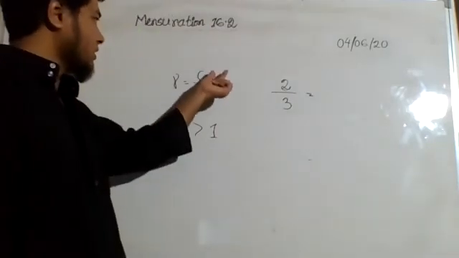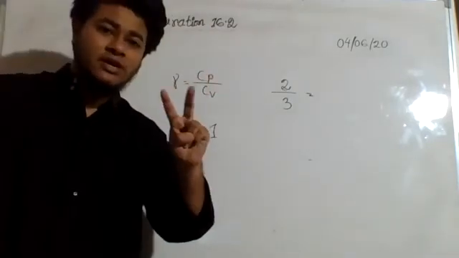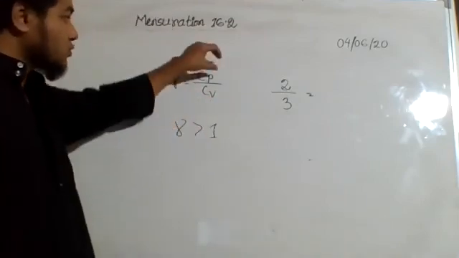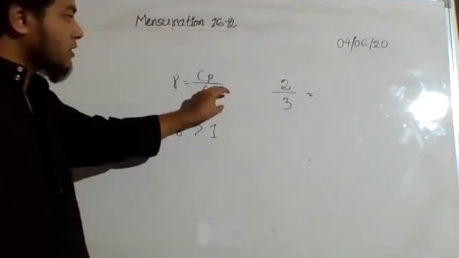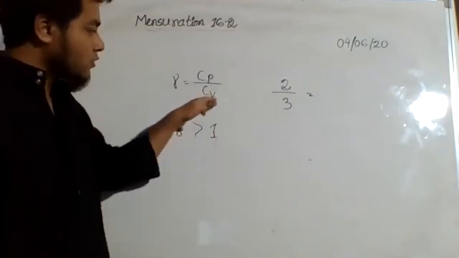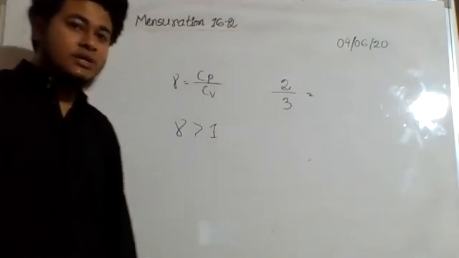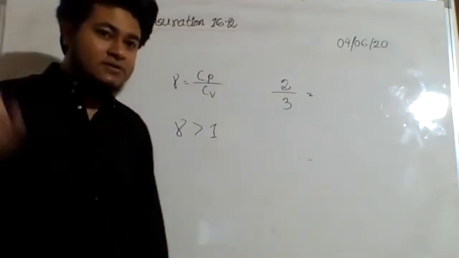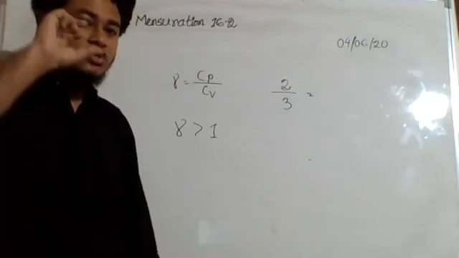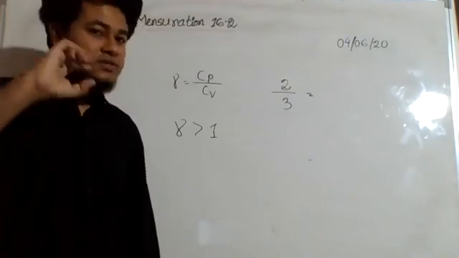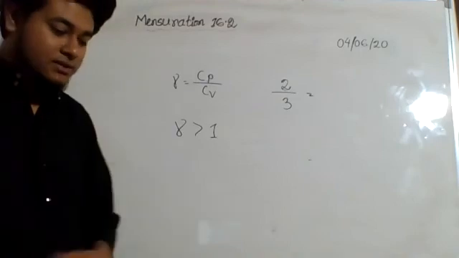Because this is the ratio of two similar quantities, right? This is also joule per mole per Kelvin. This is also joule per mole per Kelvin. So all units will cancel each other. It is just like efficiency. Efficiency is the ratio of two energies, or we can say two powers. So they cancel each other and it becomes unitless.